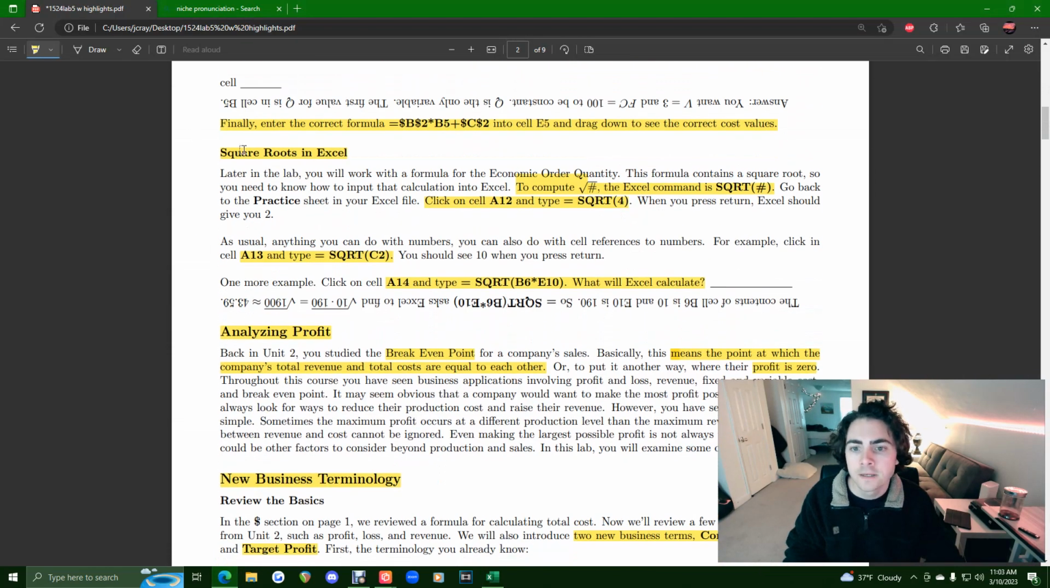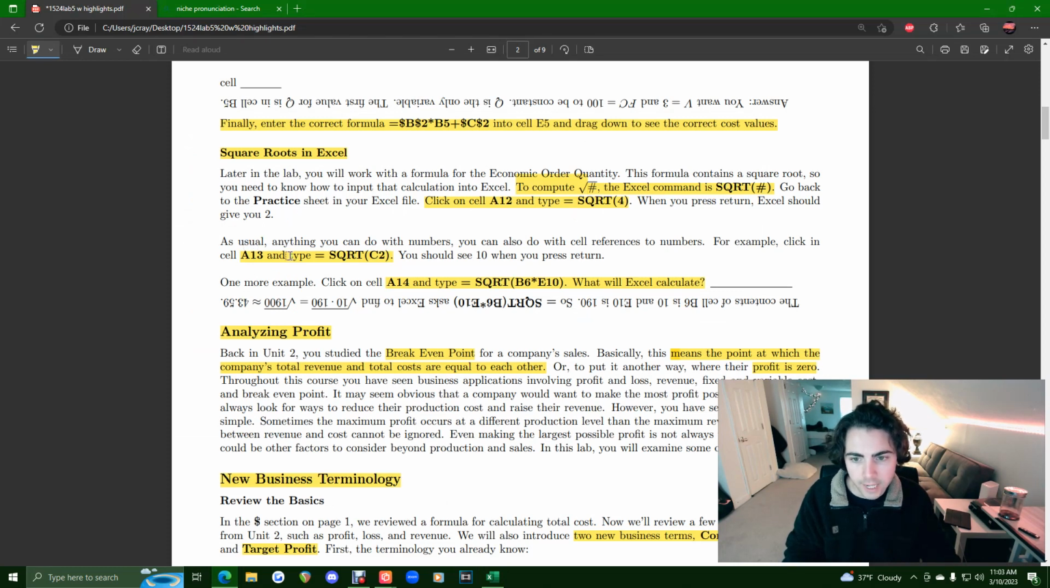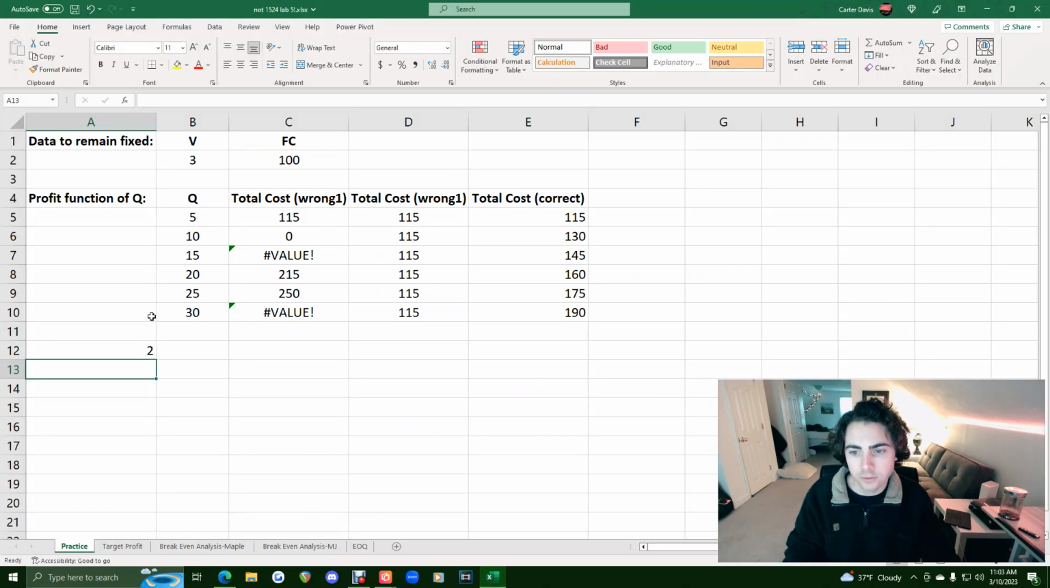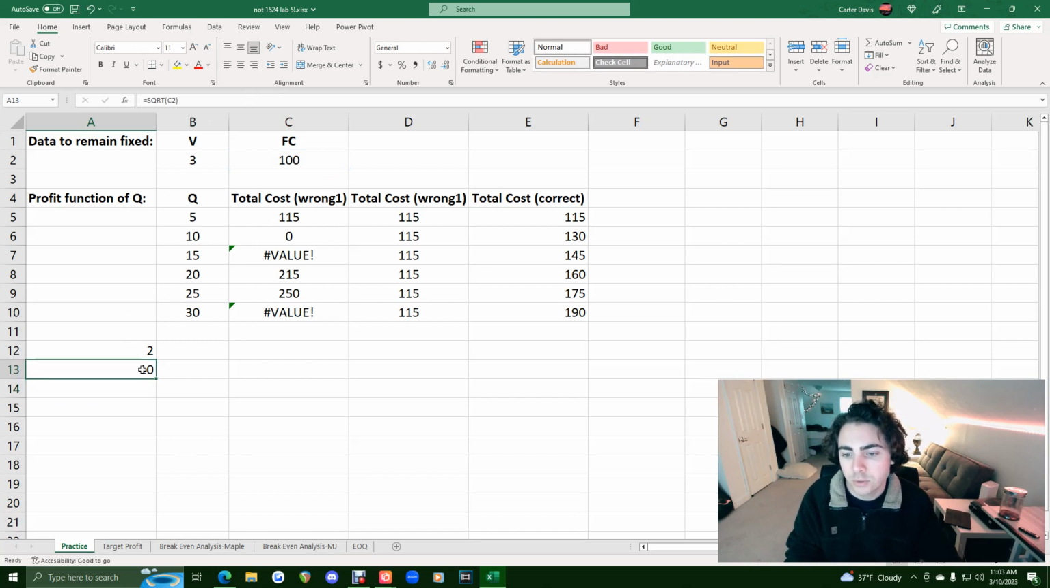That was it. Okay. Square roots in Excel. So eventually you're going to have to use the square root function. So they say in A12 type square root of 4. I've already done that here. Square root of 4, it's not that crazy. You get 2. Okay. And in A13 type the square root of C2. So here we'll do equals SQRT of C2. So square root of 100. You see it automatically highlighted it. Square root of 100 is 10.